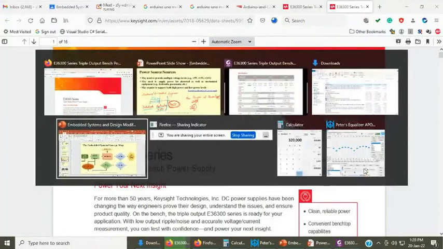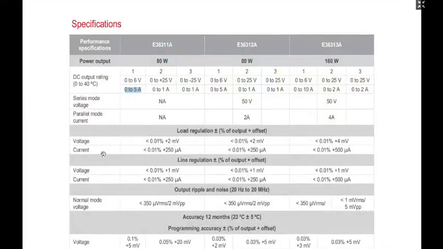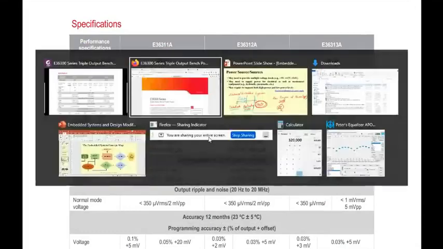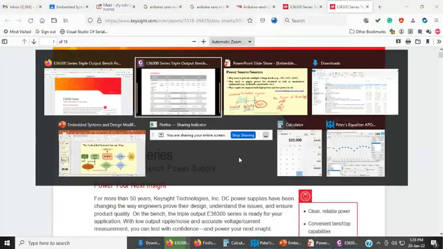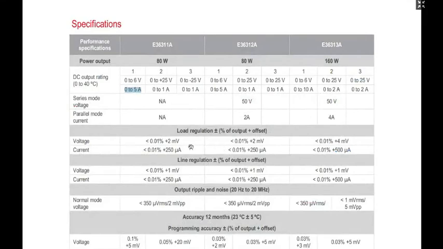For example, here, the company is assuring you load regulation. Load means, when I am talking about the output section, the resistance of the output, if I change it, how much voltage can change by changing the output load. So the voltage can change by only 0.01% or plus 2 millivolt. Current, how much current can change with respect to the load? 250 microampere, that is the maximum. So these are the specifications.